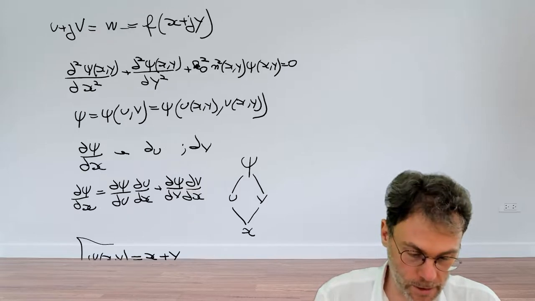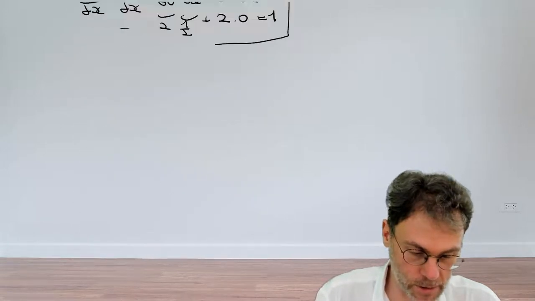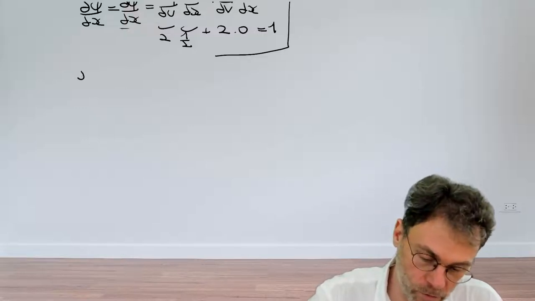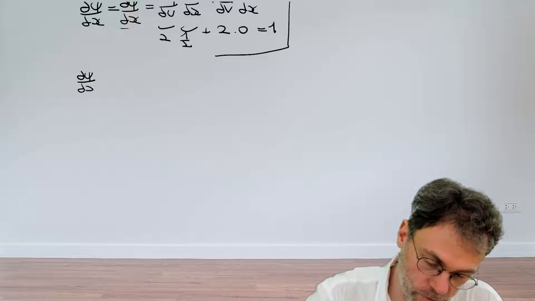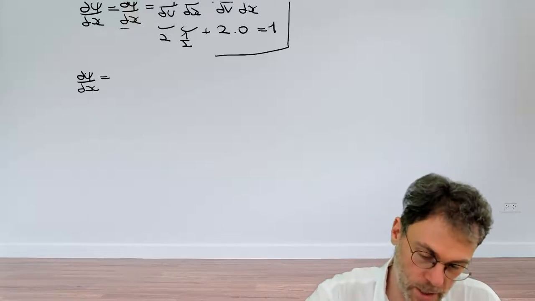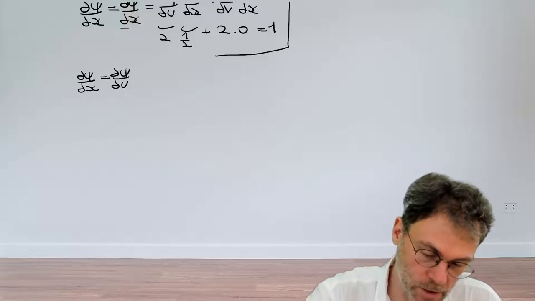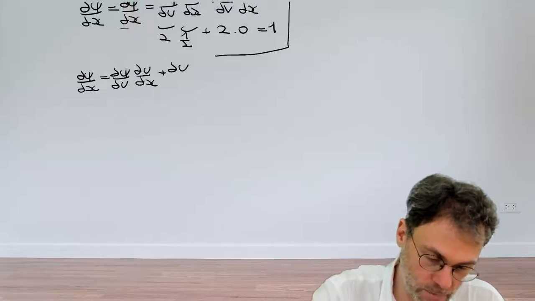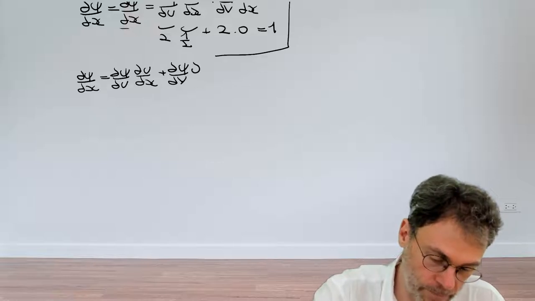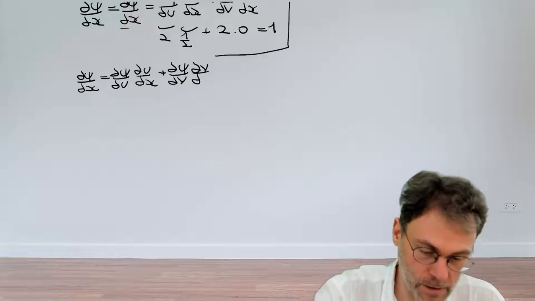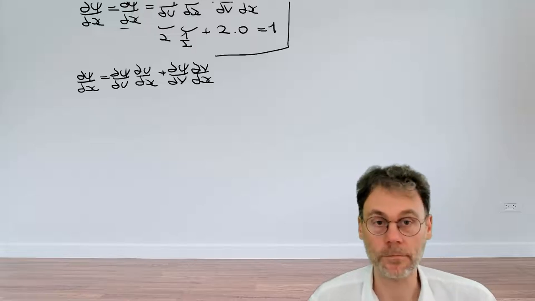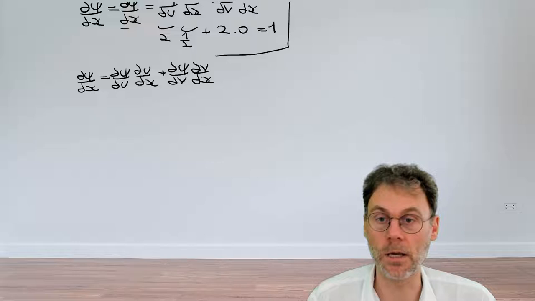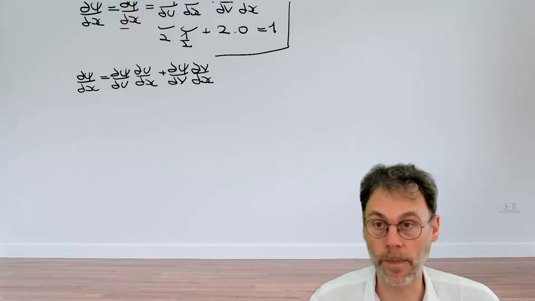Okay, let's copy that here again so that we can safely take the second order derivative. So what we were having was that the first derivative of psi with respect to x is dψ/du du/dx plus dψ/dv dv/dx. Okay. And again, I'm not going to bother with all the tildes here, but you can keep at the back of your head what's really going on here.